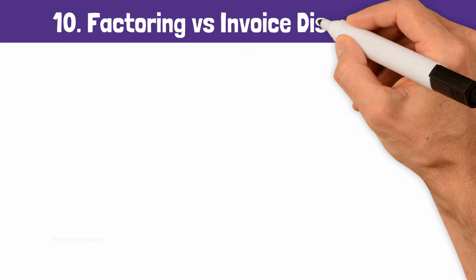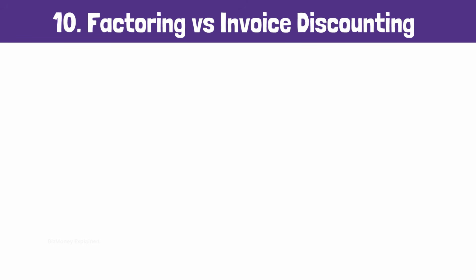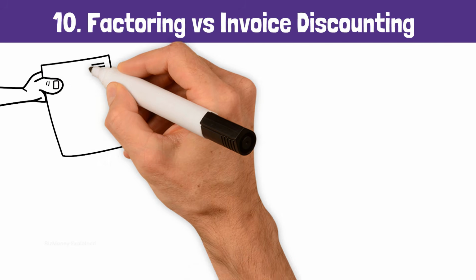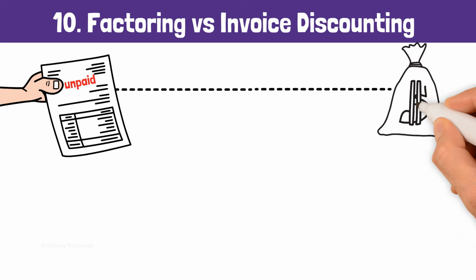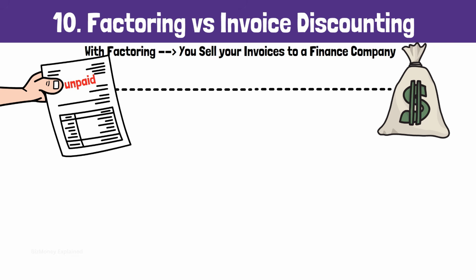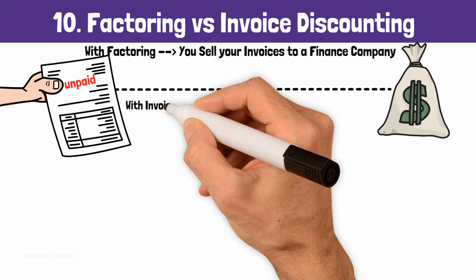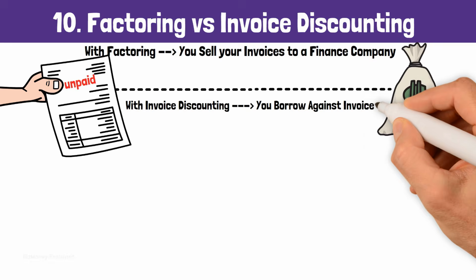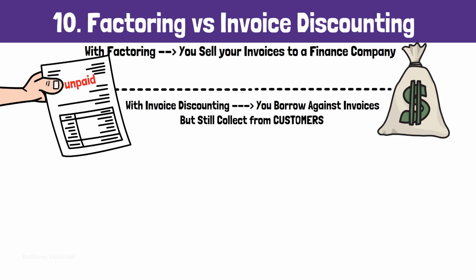Number 10. Factoring versus invoice discounting. Both factoring and invoice discounting convert unpaid invoices into quick cash, but they work differently. With factoring, you sell your invoices to a finance company. They collect money from customers directly. With invoice discounting, you borrow against invoices, but you still collect from customers.